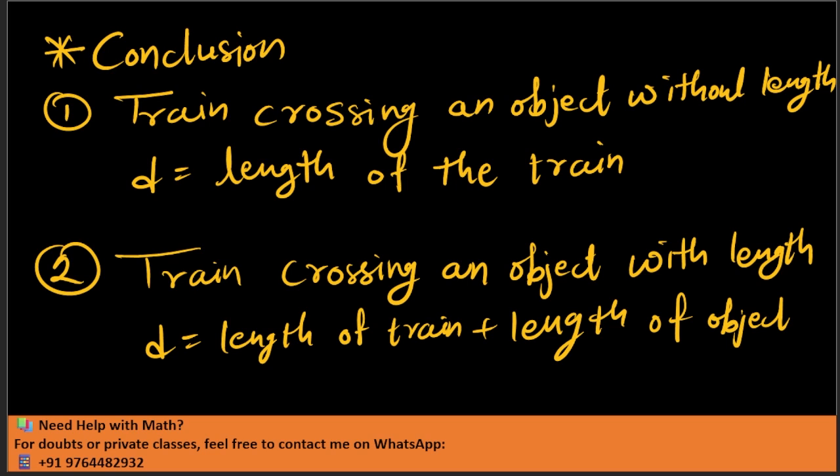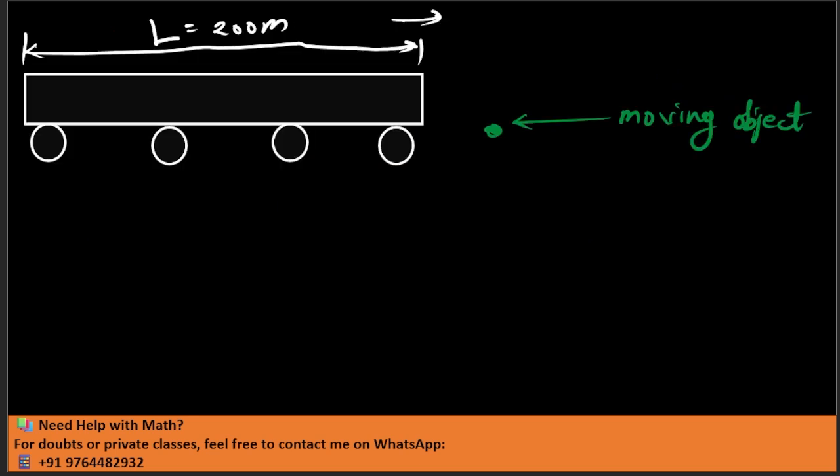Now we have objects. The objects can move also, right? So now we are going to see that when the object will be moving, what will be the effective speed? The distance is clear, right? The distance traveled is clear. Now we are going to see with the speed. Now I have taken a moving object.